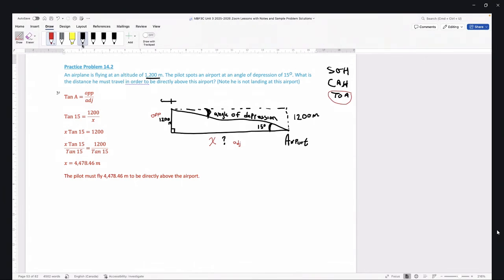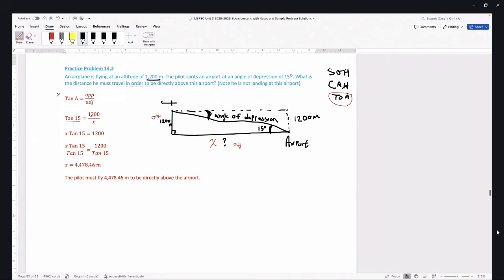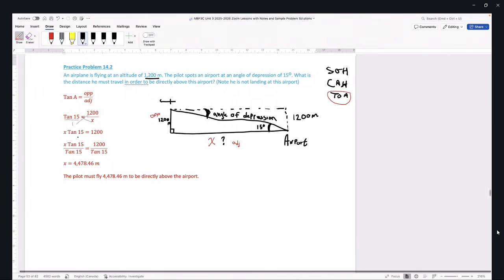So now again, let's make this tangent over 1, as any number divided by 1 is itself. So tan of 15 divided by 1 is tan of 15. But I just do it this way to make it easier. Once you get used to it, you don't need to put the 1 there. But cross multiply: 1 times 1,200 is 1,200, and then x times tan of 15 is x tan of 15. We don't write a multiplication sign.